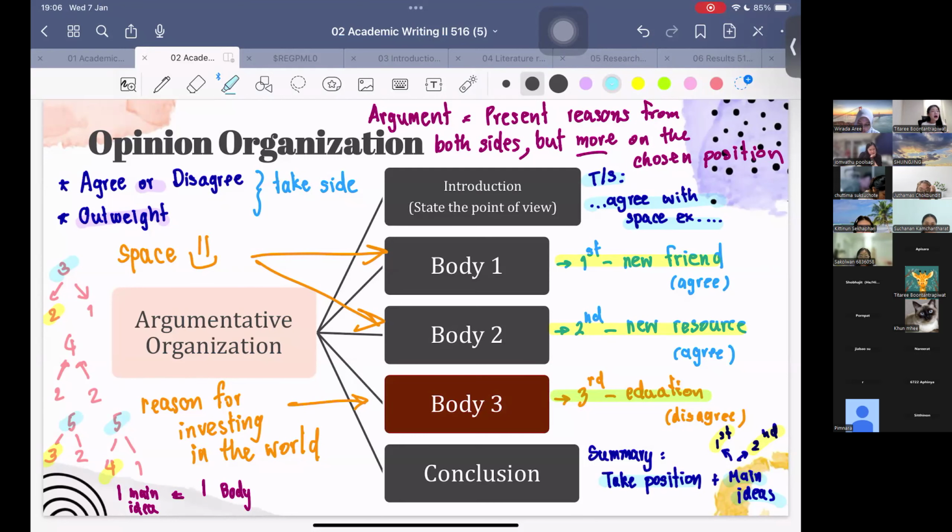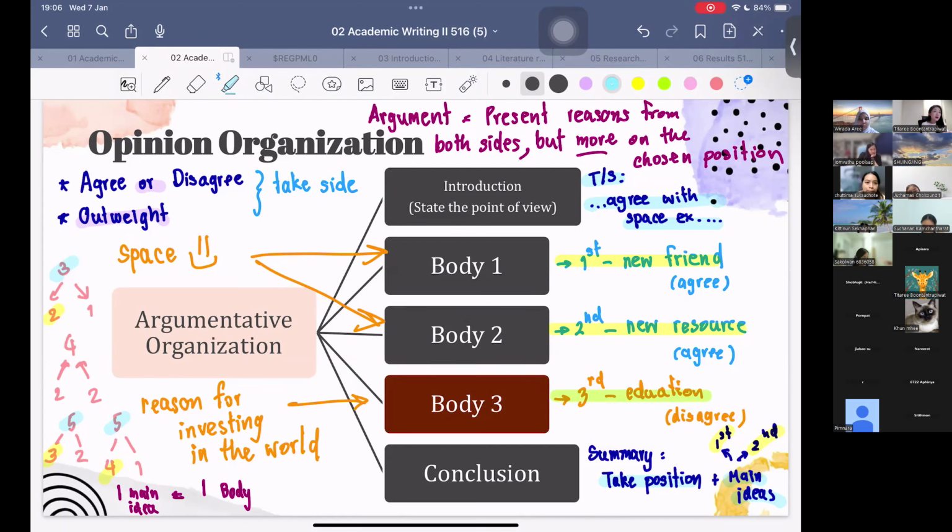And this applies to illustrative as well. The illustrative paragraphs, it doesn't have to be 3. You can have more than 3. You can have 2 paragraphs, it's okay as well. 3 paragraphs, okay. 3, 4 body paragraphs, okay as well.